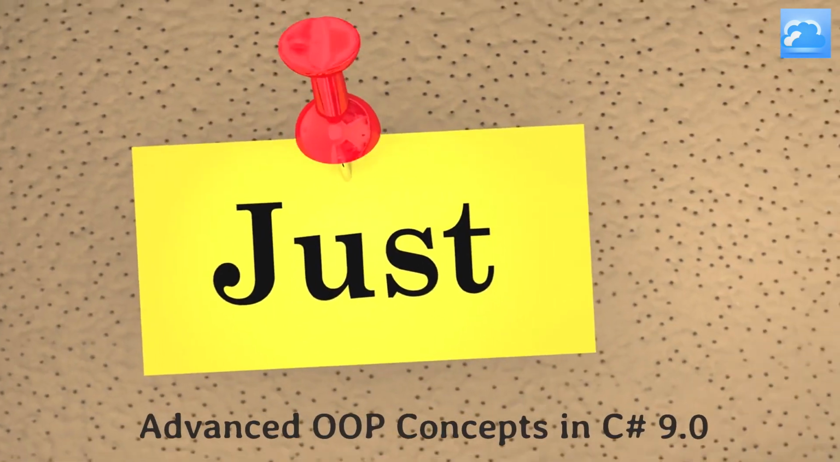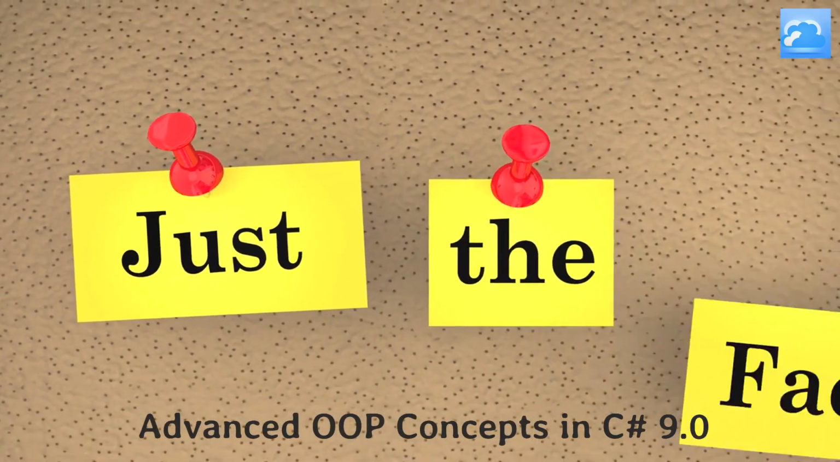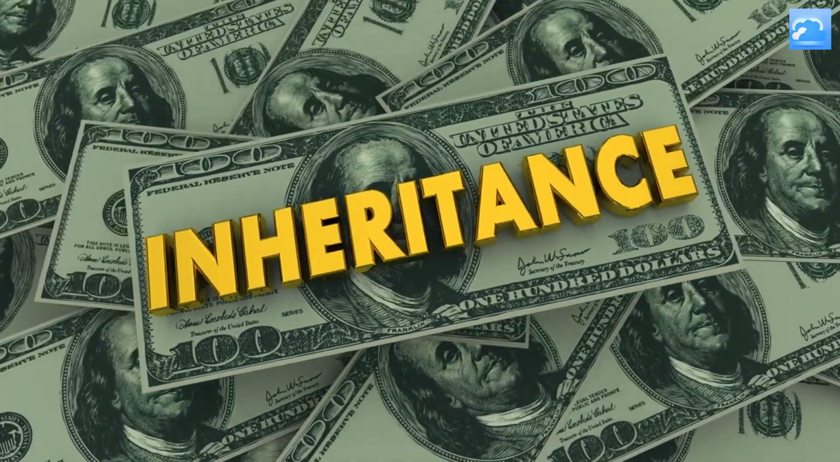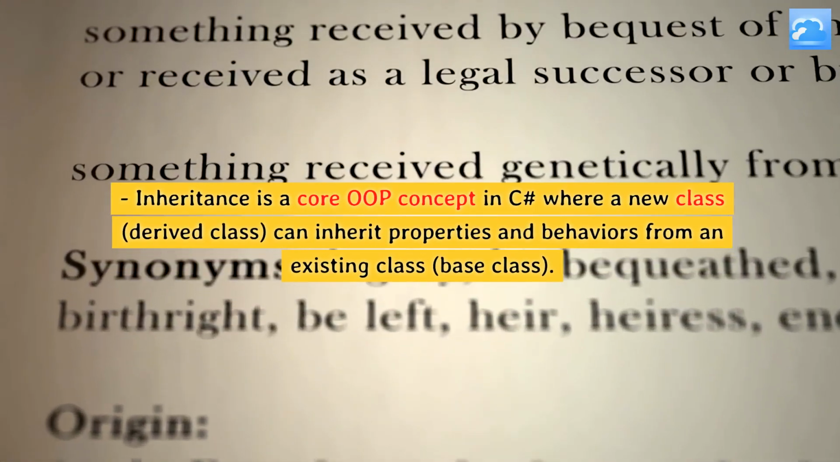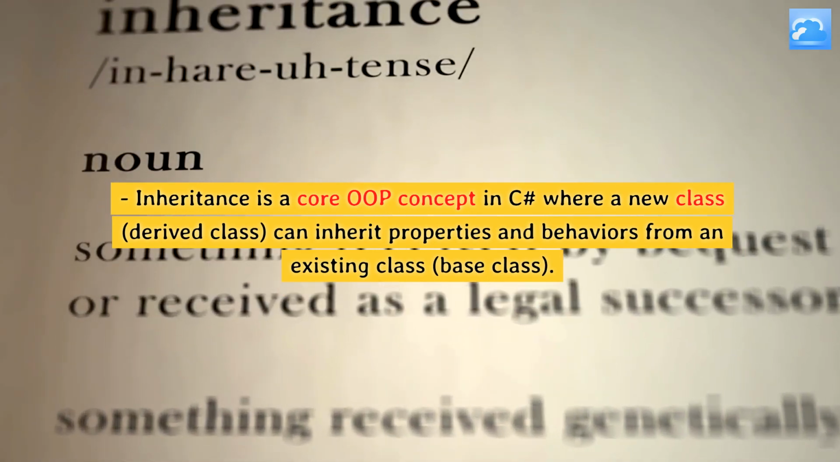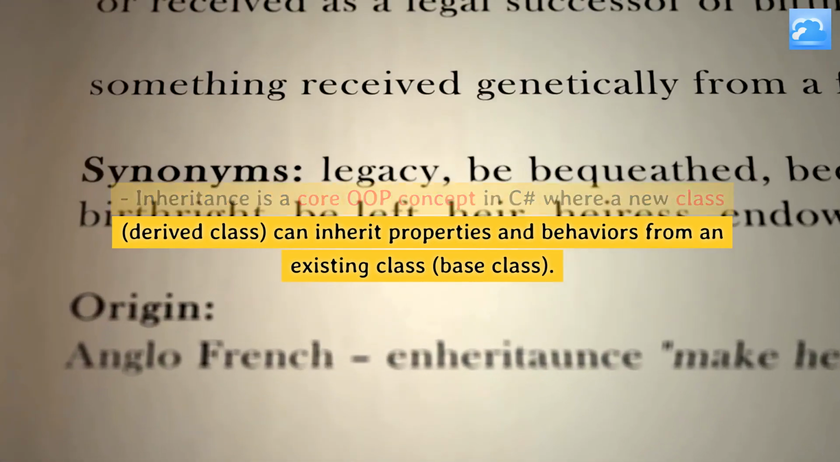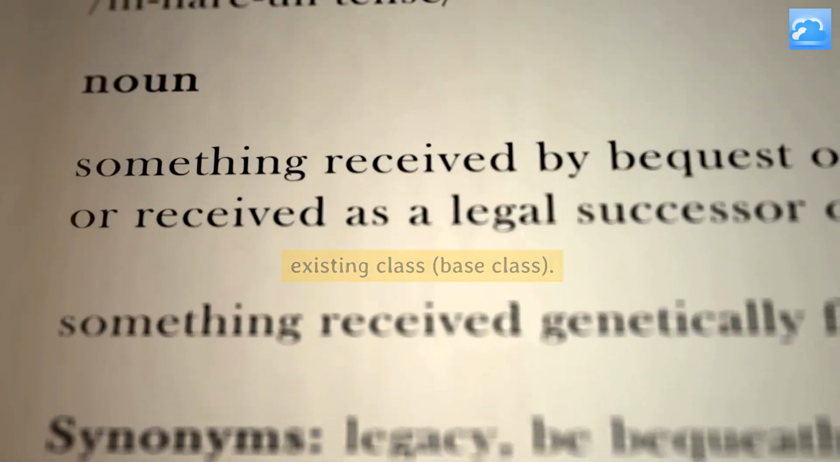Advanced OOP concepts in C# 9.0. 1. Inheritance and its benefits. Inheritance is a core OOP concept in C# where a new class, derived class, can inherit properties and behaviors from an existing class, base class.